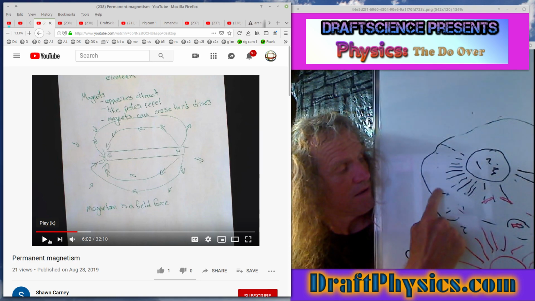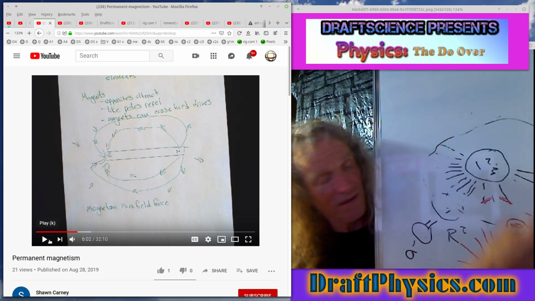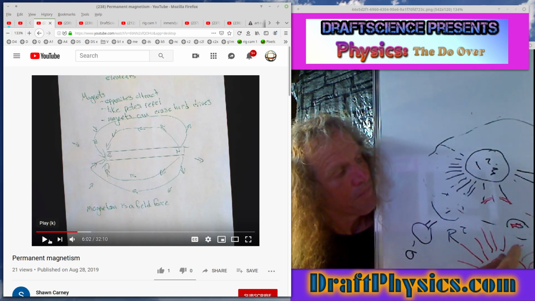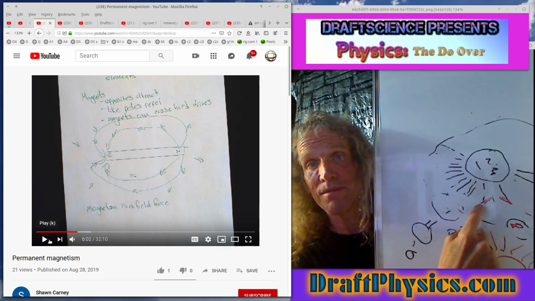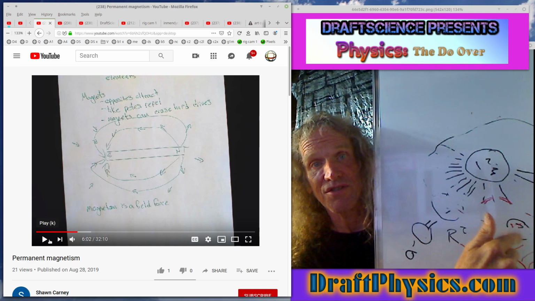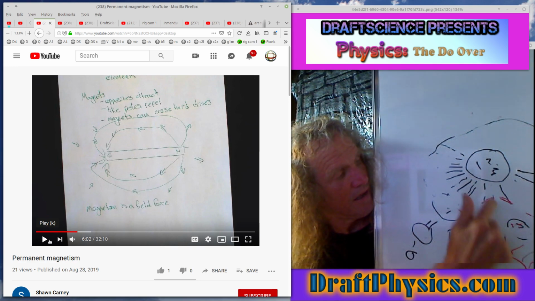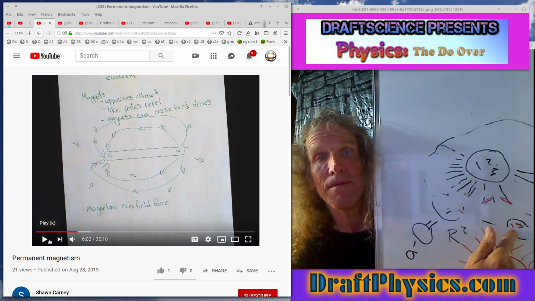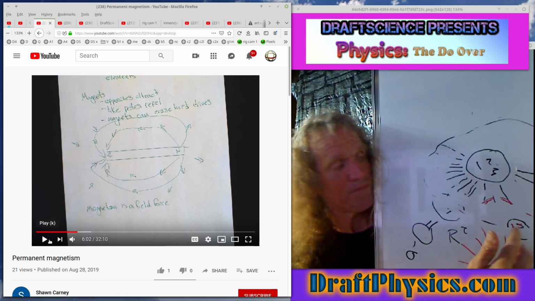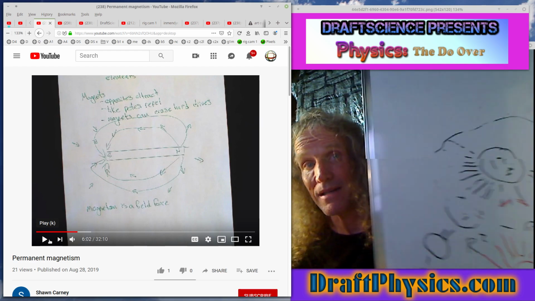One is almost arbitrary in its position, arbitrary in the sense you just change the test charge's strength and you'll change where the line will be, and the other is a definite proportional way to measure the exact strength of the magnet or the charge.